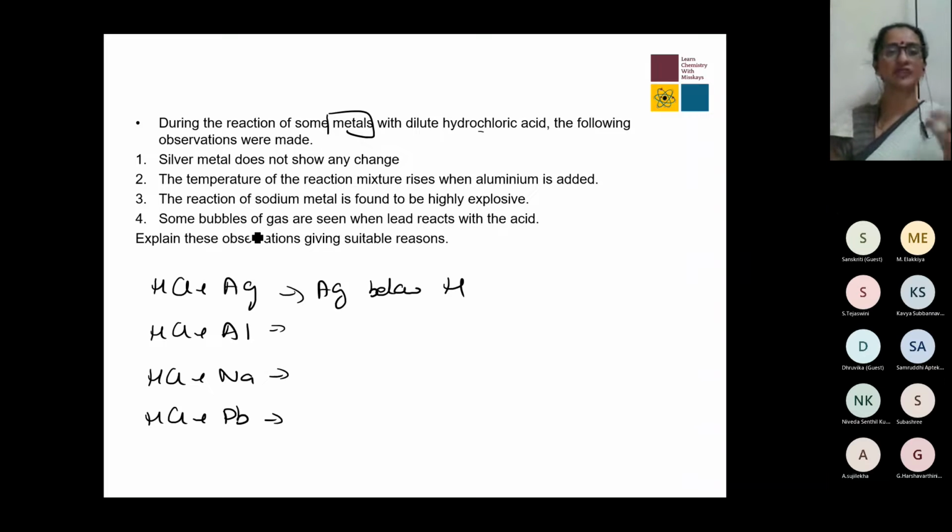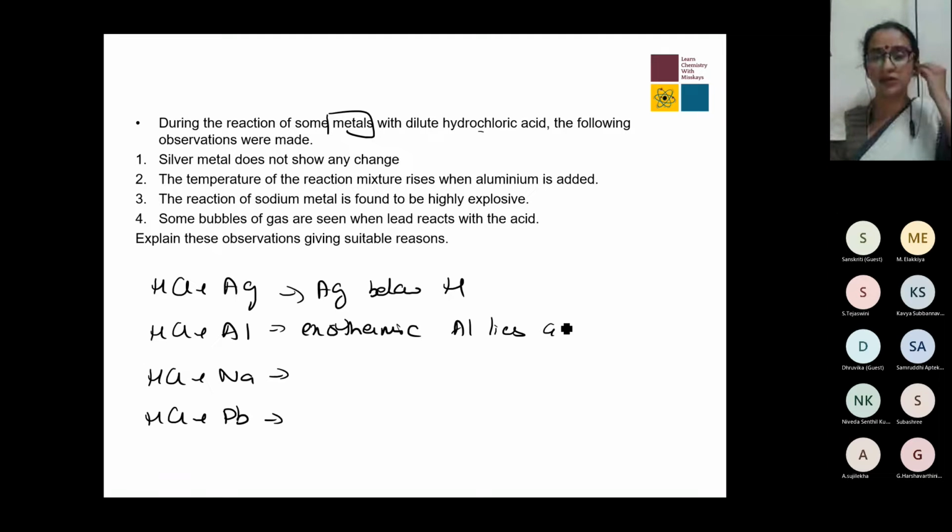Now, what is the second observation? It says that the temperature of the reaction mixture rises when aluminum is added. So why do we see the entire reaction mixture having an increase in temperature? Because this is an exothermic reaction. And this also indicates that aluminum lies above hydrogen in the reactivity series. All right.